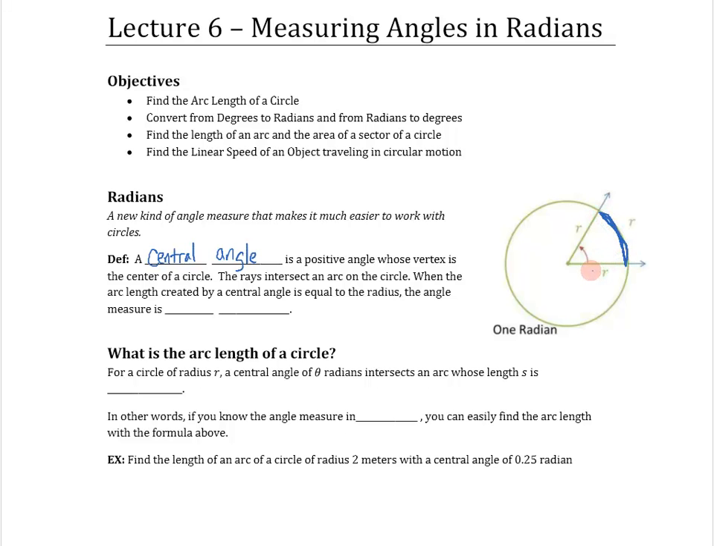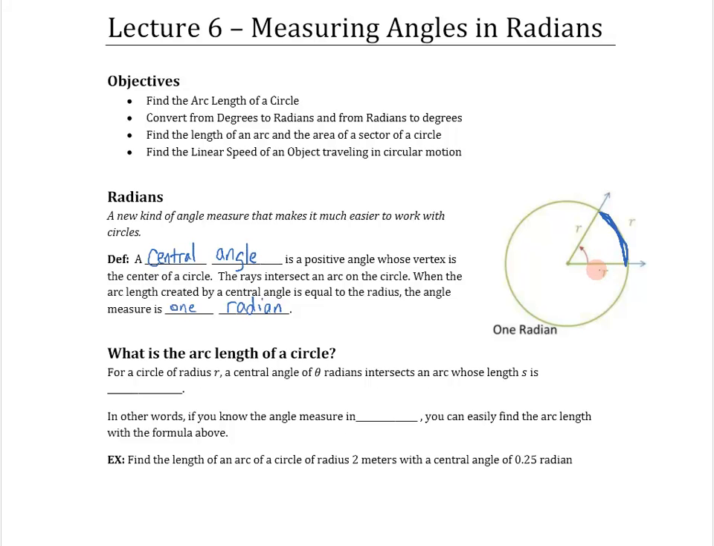Now, when the arc is created by the central angle, so we've got an angle here of a certain measure, if the arc length, that is the distance along this arc, is the same as the radius of the circle, then that particular angle is going to be a measure of 1 radian. Again, we took the length of the radius and stretched it along the outside, and we create an angle that goes through those two endpoints. That angle measure is 1 radian.